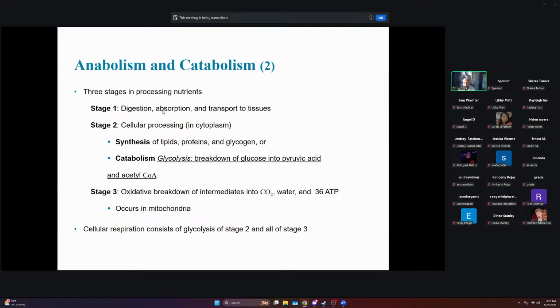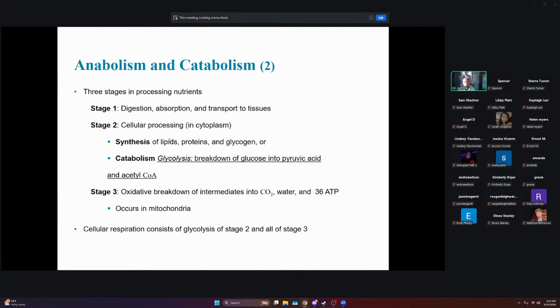We talked about the absorption of those monomers once they were at their smallest molecular size through the small intestinal wall into the bloodstream. And then we talked about the transportation of those monomers through the circulatory system out to the tissues, right? So we covered this at length.